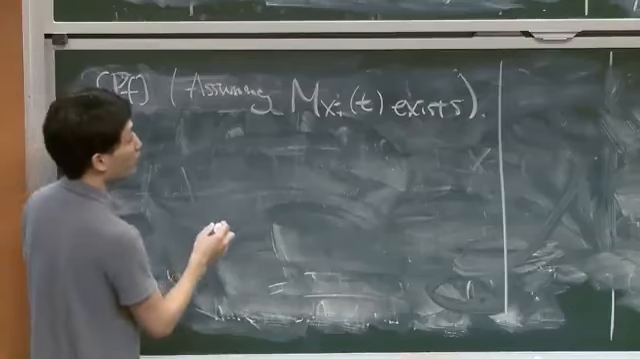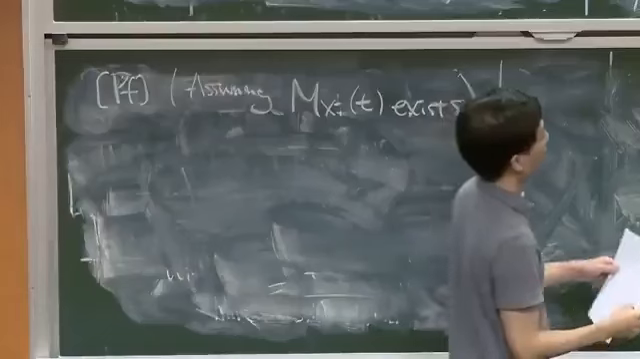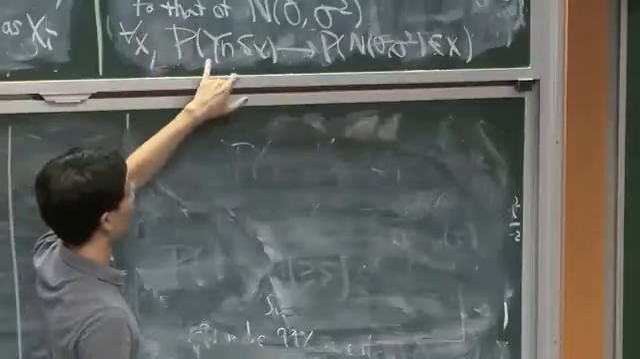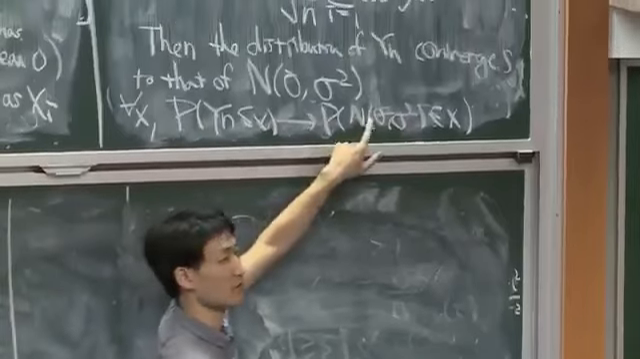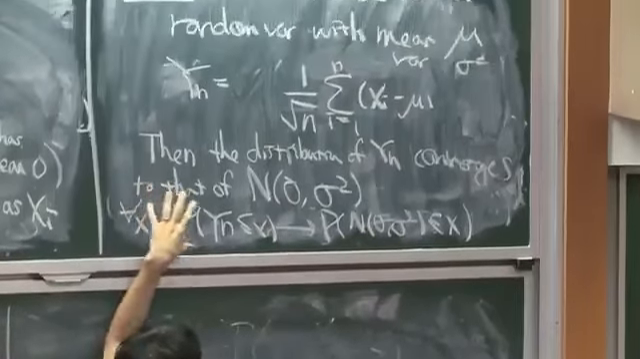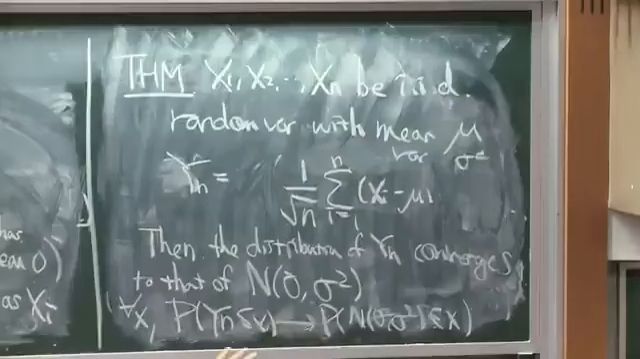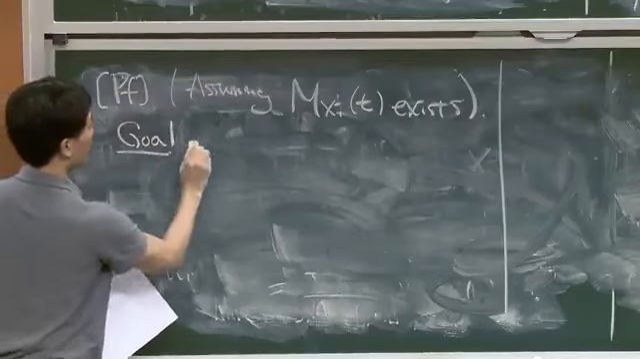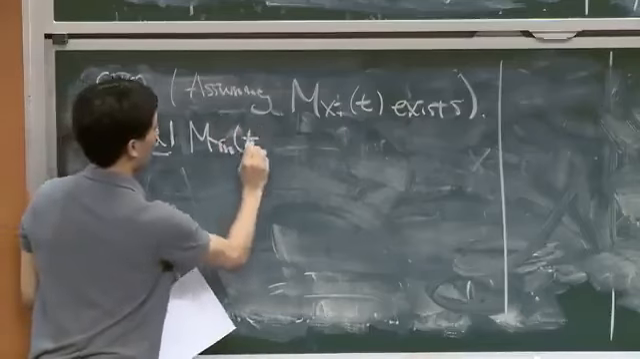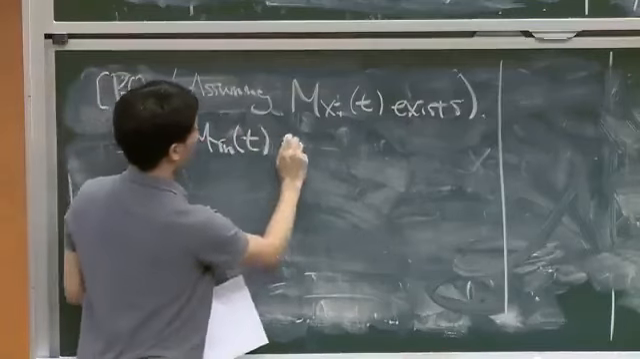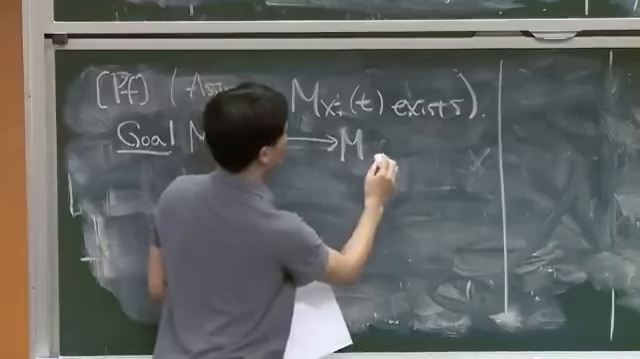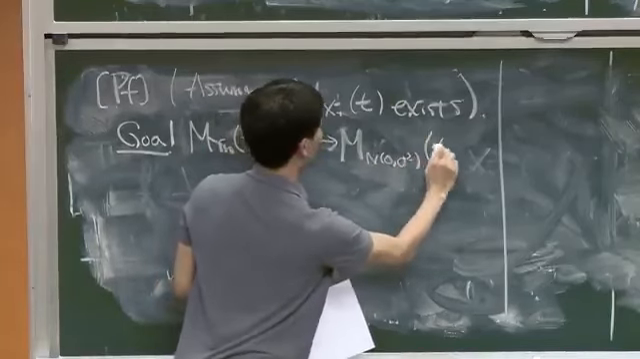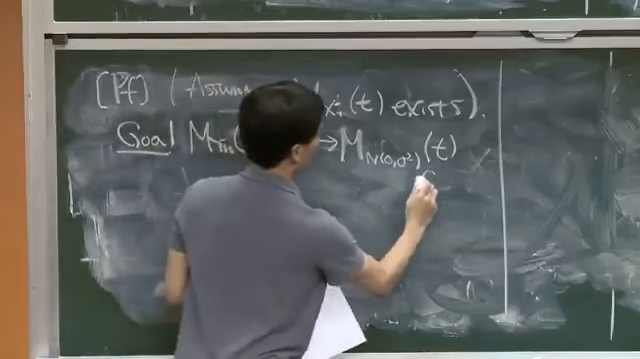Okay. So remember that theorem, try to recall that theorem where if you know that the moment generating function of Yn converges to the moment generating function of the normal, then we have the statement that the distribution converges. So that's the statement we're going to use. That means our goal is to prove that the moment generating function of these Yns converge to the moment generating function of the normal for all t, pointwise convergence.